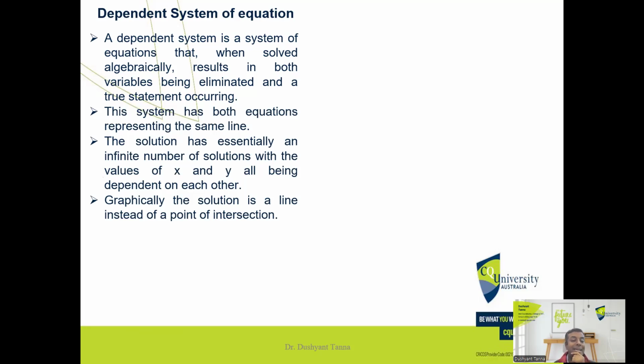The solution is essentially an infinite number of solutions of x and y. They are dependent on one another, and graphically, the solution is the line itself rather than one point of intersection. This is how it looks. So you've got the coordinate system. The red line is one of them, and see the other line coming. You won't be able to notice. See that? Yeah, that's the line. The line is just the same.